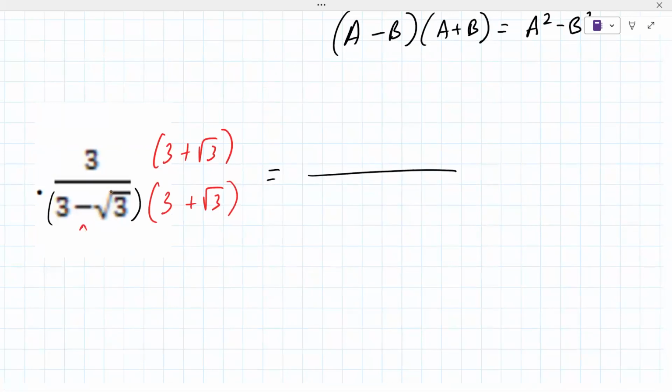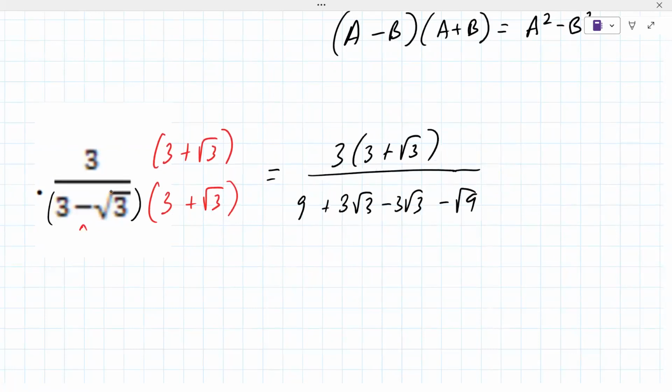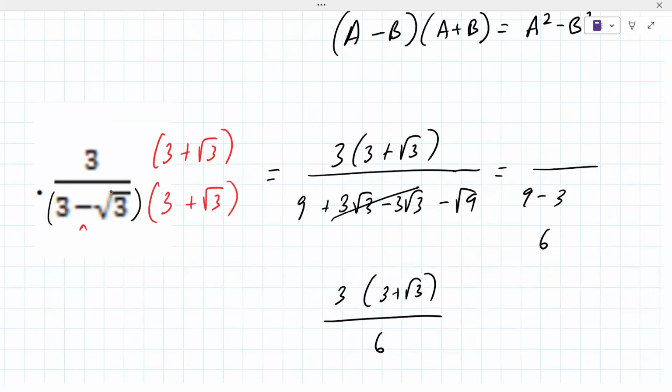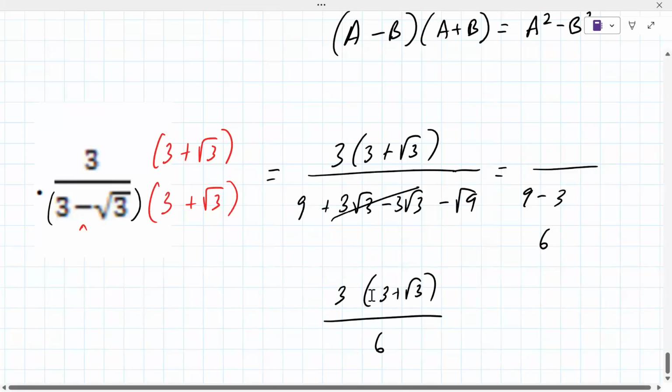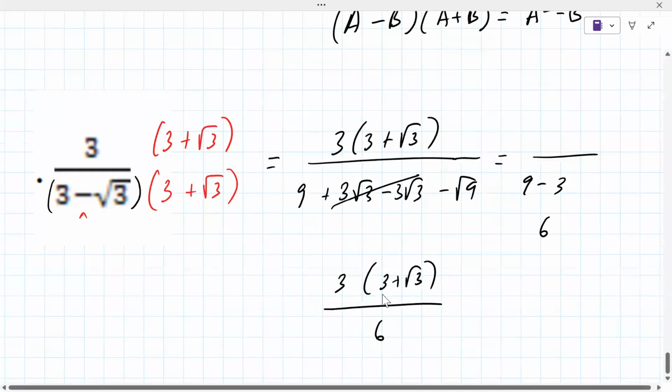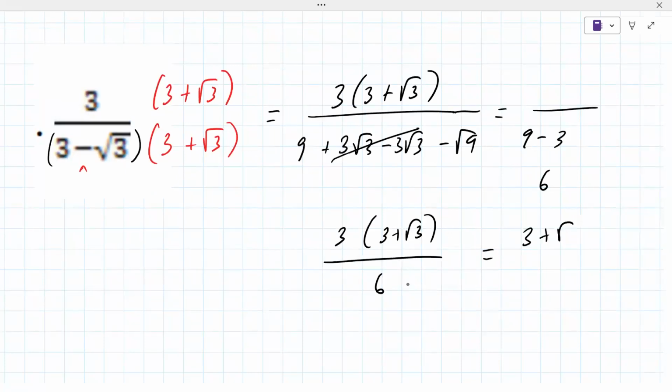You end up foiling the bottom, and you get 9 plus 3 root 3 minus 3 root 3 minus square root of 9. And you realize, okay, those cancel, and it's 3 and it's 6 on the bottom. So you end up getting 3 plus square root of 3 over 6. And you might wonder why I didn't distribute. It's because sometimes you get cancellations that you can cancel out easier than when they multiply in. So this ends up being 3 plus square root of 3 over 2.